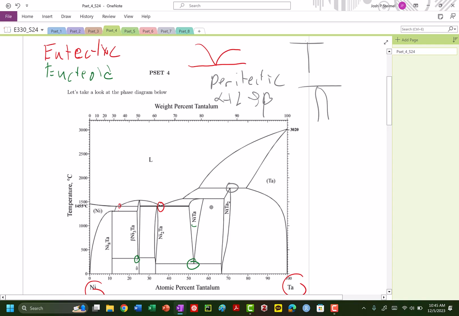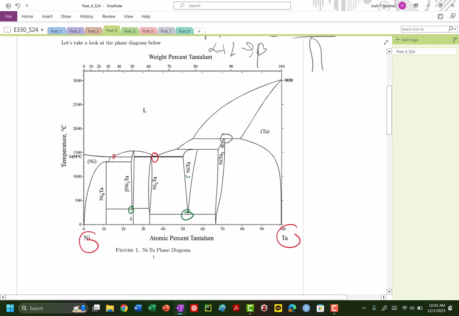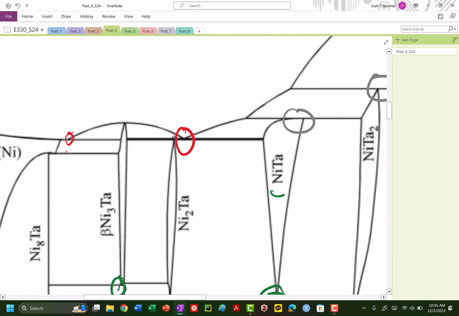What else? Alpha plus liquid, two-phaser. I'm just looking over here. This would be this plus liquid to here. This would be a peritectic. We see here, this is also going to be a peritectic right in there.